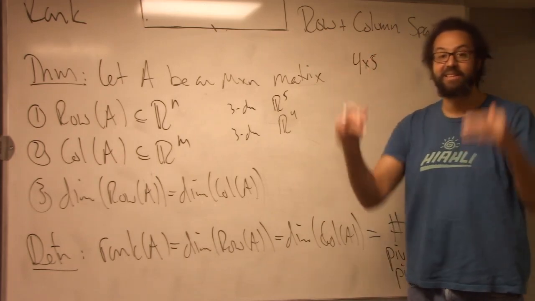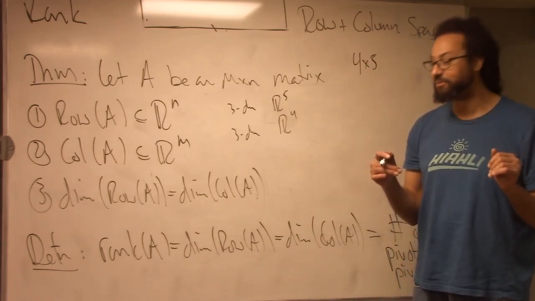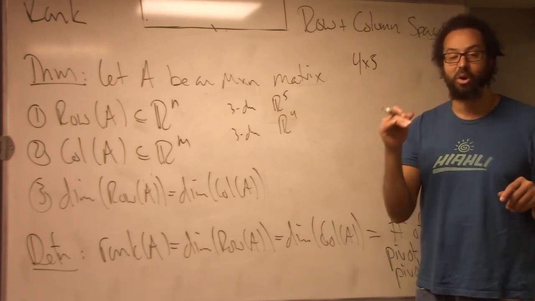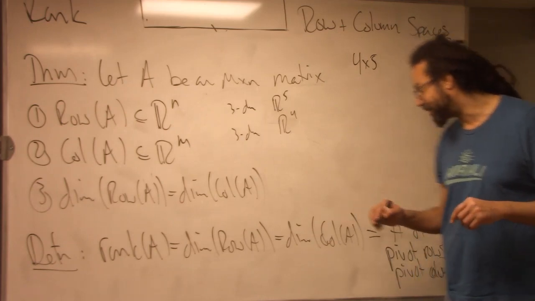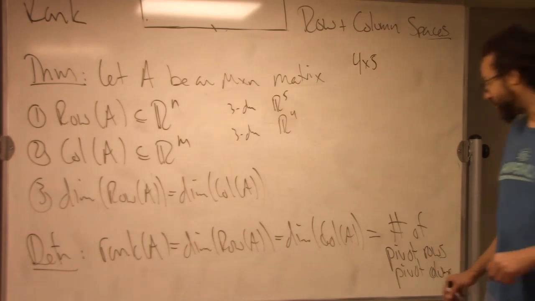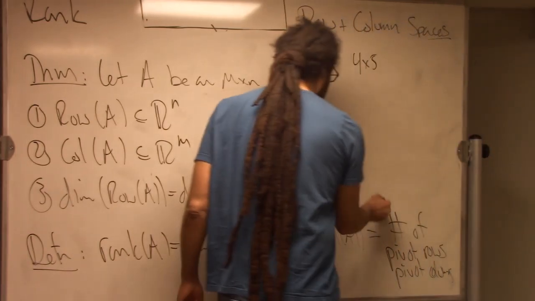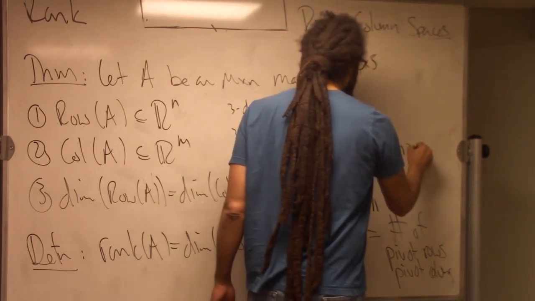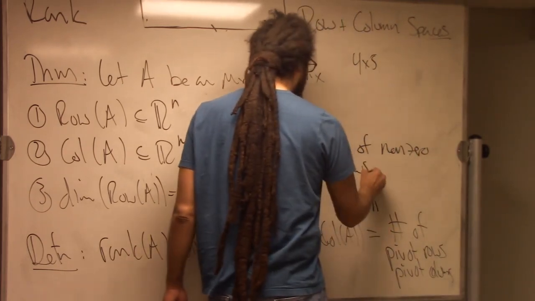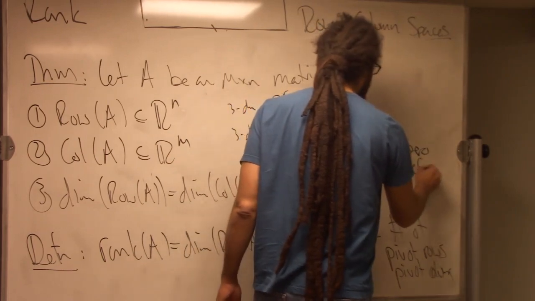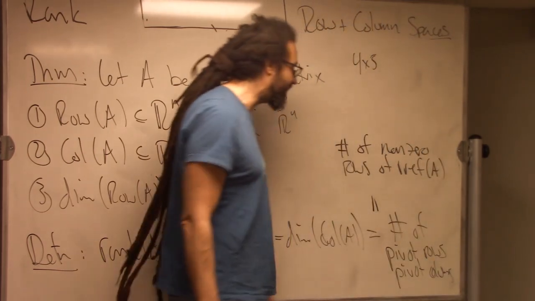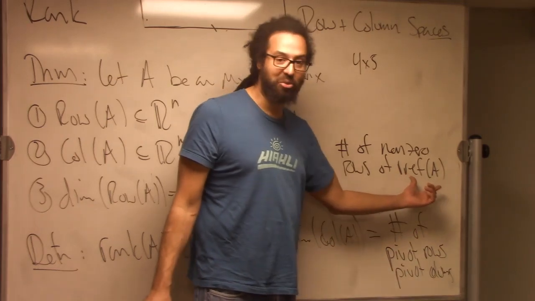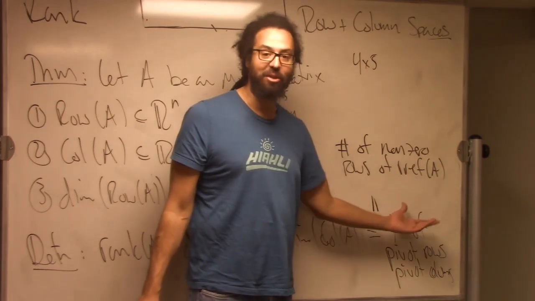So when you take that matrix and put it in reduced row echelon form, the rank turns out to be the number of non-zero rows of the reduced row echelon form. So this is also equal to the number of non-zero rows of the reduced row echelon form of A. You could stop at the row echelon form of A, but really the reduced row echelon form is going to tell you everything you need to know.